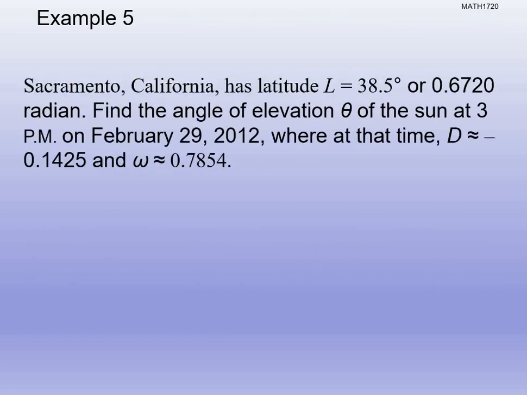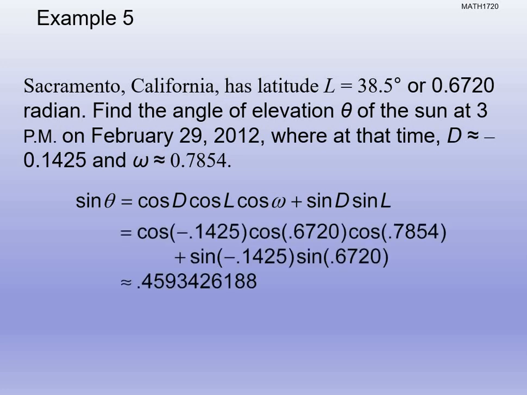Sacramento, California has a latitude of 38.5 degrees or 0.672 radians. We want to find the angle of elevation theta of the sun at 3 p.m. on February 29th, 2012, where at that time our declination is 0.1425, and our omega, how far we moved past noon, is 0.7854. So we're going to substitute in. We have d, we have L, we have omega. We're going to substitute in all those values.